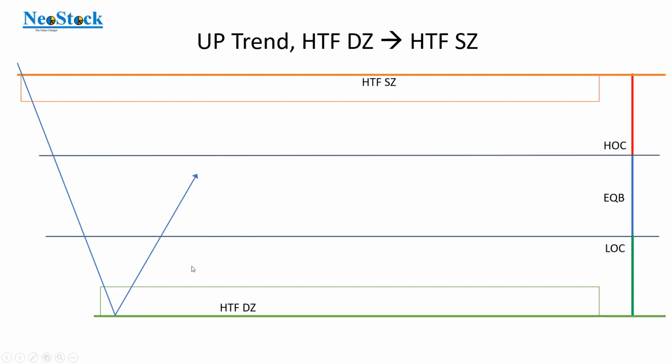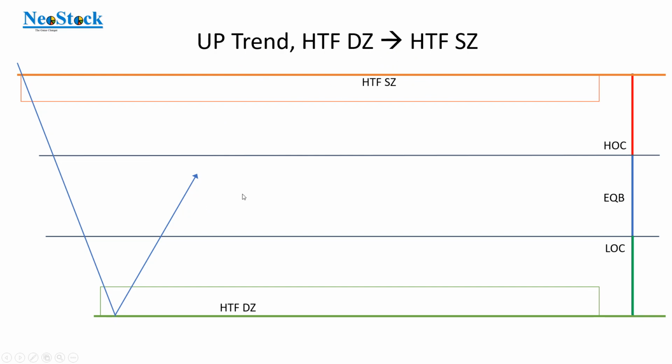Okay, now let us assume that currently our lower time frame demand zone is at equilibrium. Now can we take the trade? Yes, we can take the trade. The reason is trend is in our favor and price direction, HTF price direction is also in our favor.